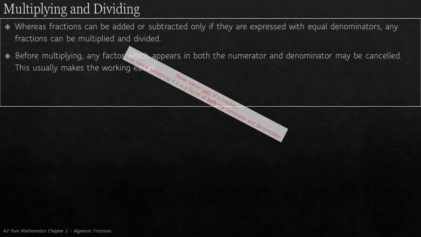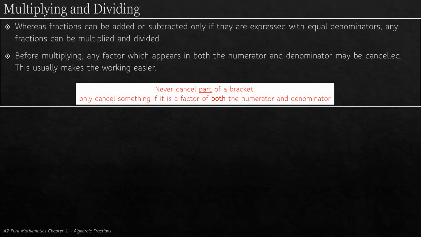So just a reminder that we never cancel part of a bracket, and we only cancel something if it is a factor of both the numerator and the denominator. So looking at this example once again, you cannot cancel those x's down because you've got x plus 2 on that denominator, and so we can't cancel across a plus.